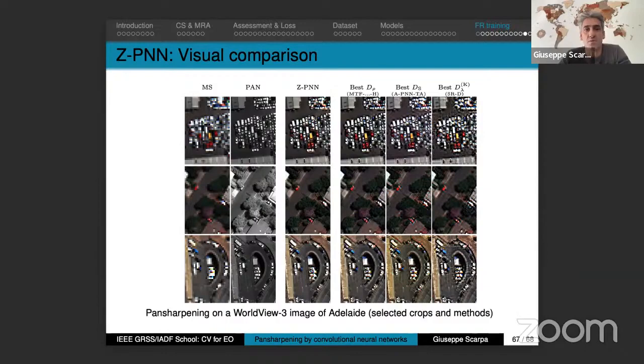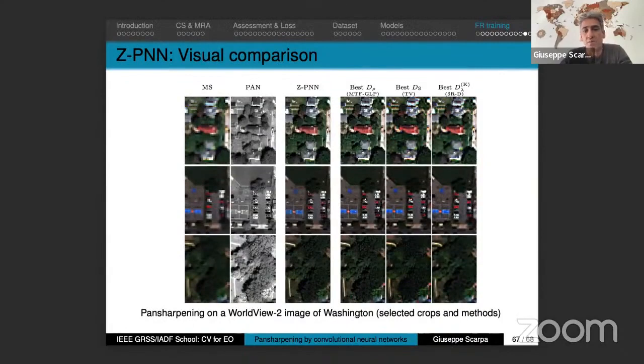Indeed, there is little loss on the spectral side. As you can see, the color is a bit brighter in our Zeta-PNN with respect to the multispectral input image. Just as further confirmation, we have experimented also with WorldView-2 and GeoEye images, and here is just another example, in this case for WorldView-2 images, and basically these results confirm what we have observed for WorldView-3 images. The same holds also for GeoEye images that we do not show here for brevity.